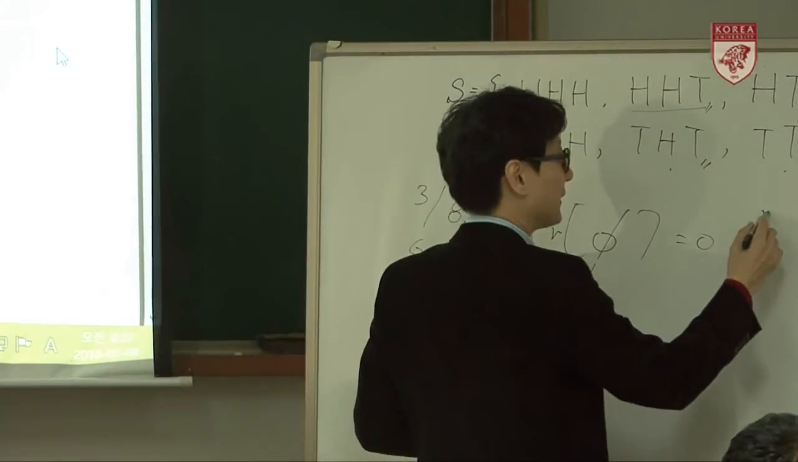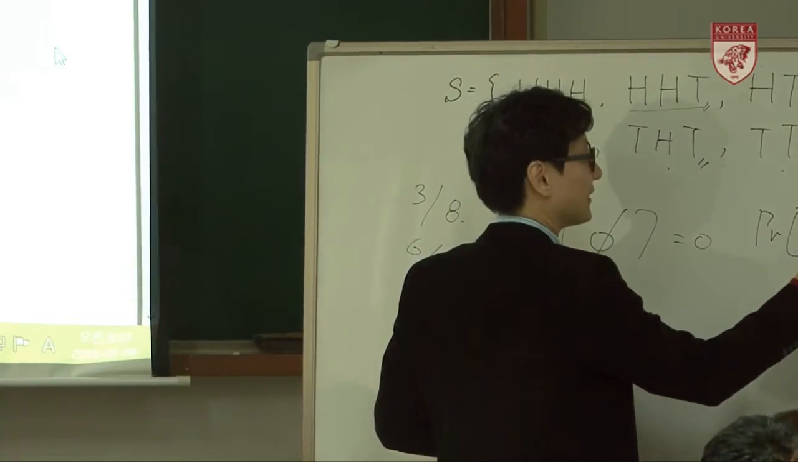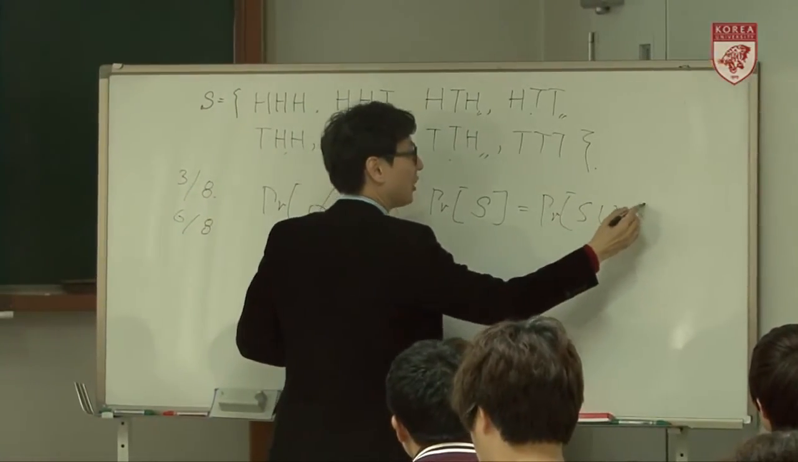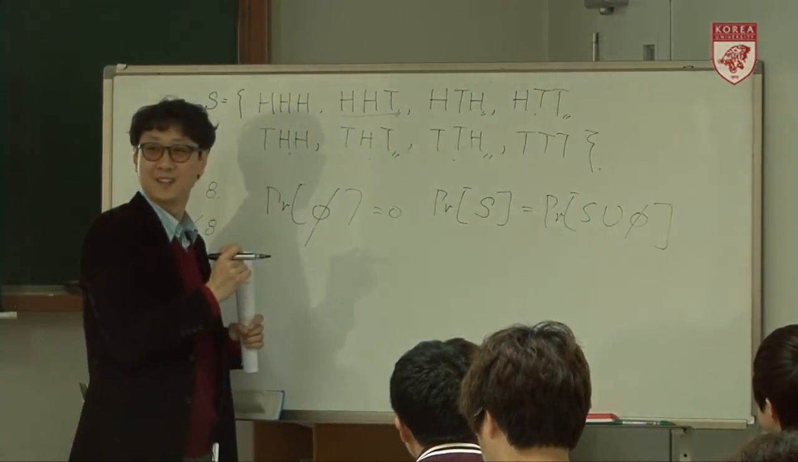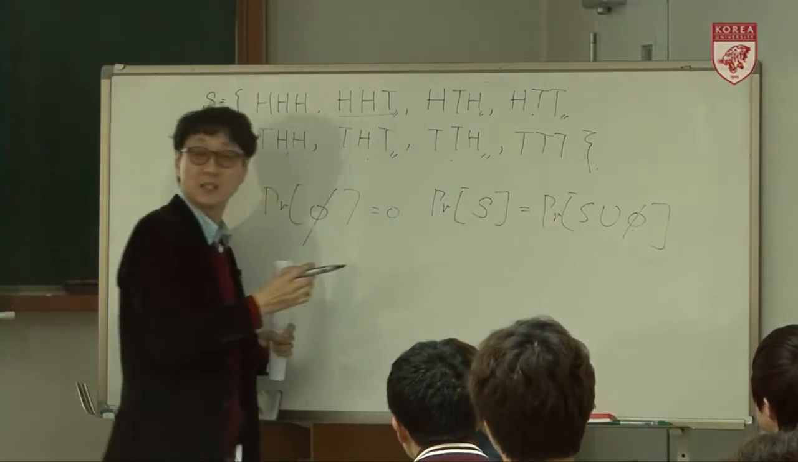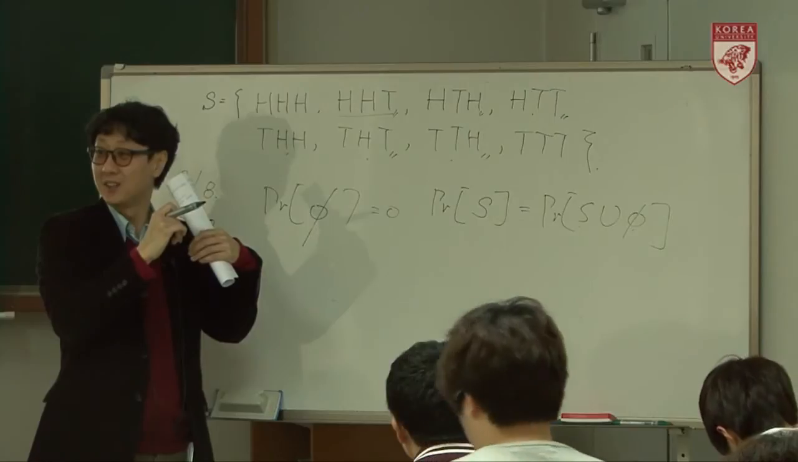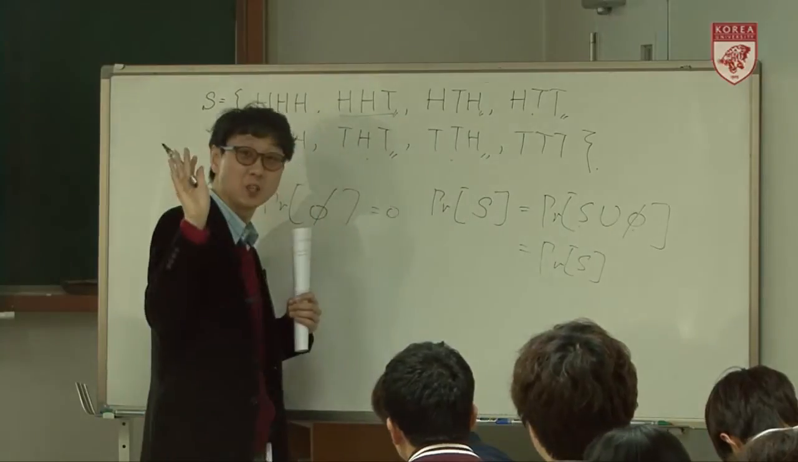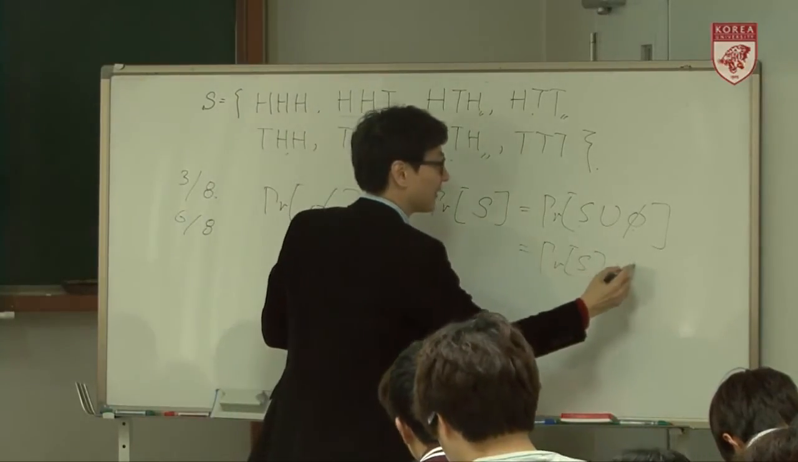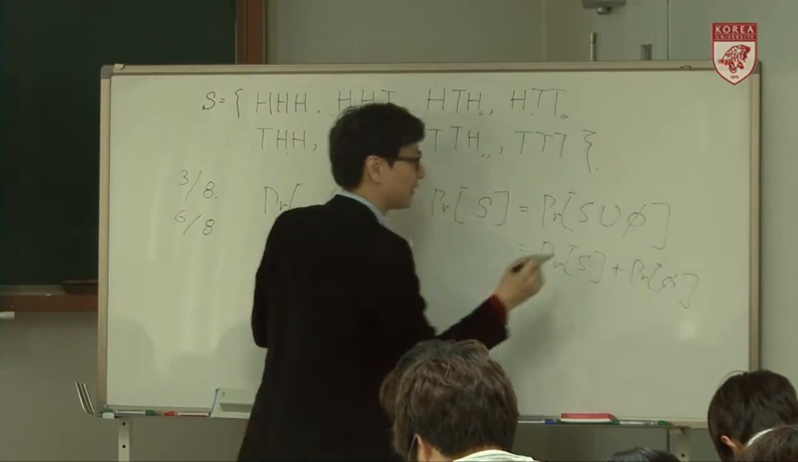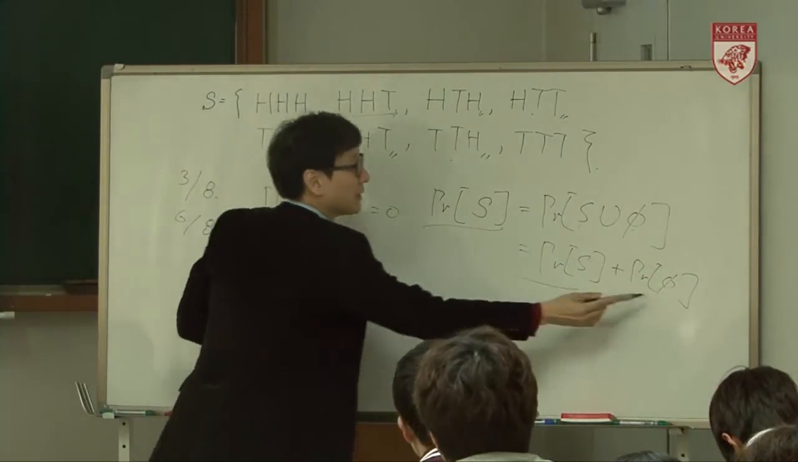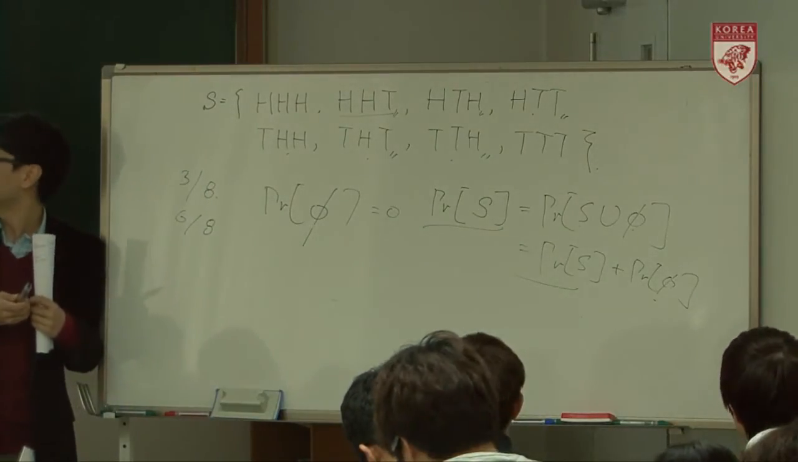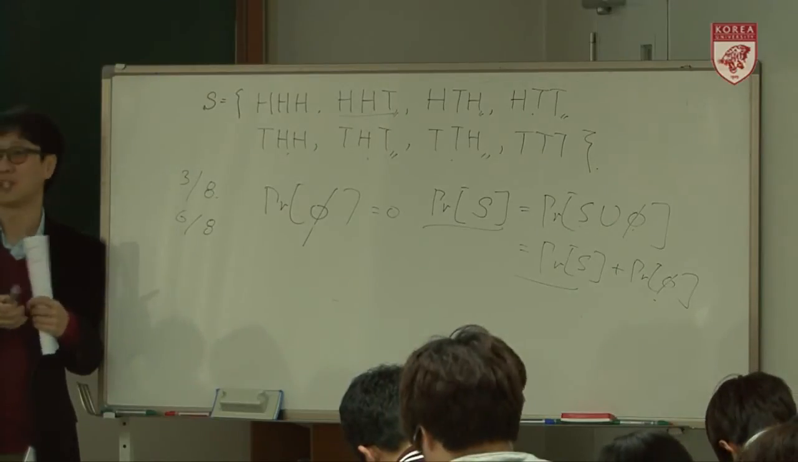Proof: the probability of S is the probability of S union the null set. And these two are disjoint because the intersection is null. So by the third axiom of our definition, the probability of the null set plus 1 equals 1, so it should be 0. Mathematically, you can prove it this way, but even without this mathematical proof, you know intuitively. Okay.